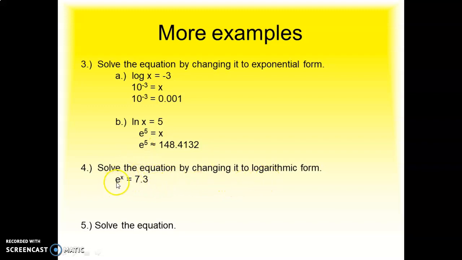Now to change this to logarithmic form, you can apply a natural log to both sides in order to cancel out the base e here. So let's do natural log to both sides. That will cancel out the base e, and you would just be left with x. I would actually switch this around, but you're applying a natural log to both sides. So ln of e cancels out, and that just gives you x. And you have natural log of 7.3, and you can just put it in the calculator to get the answer there.